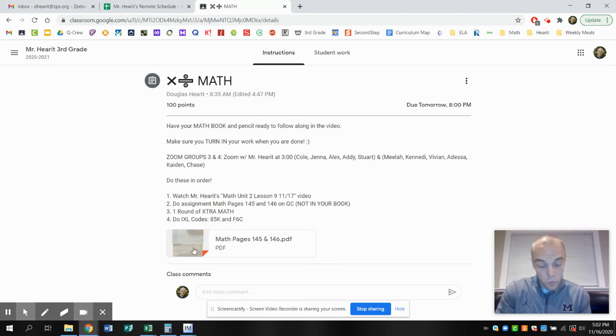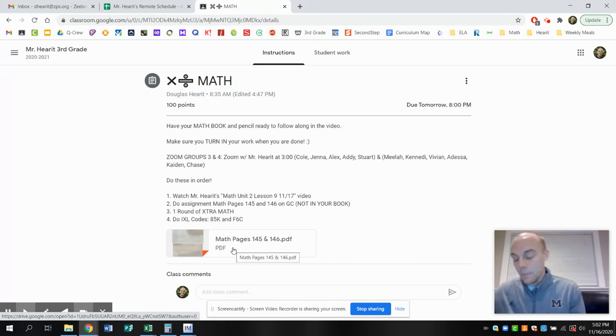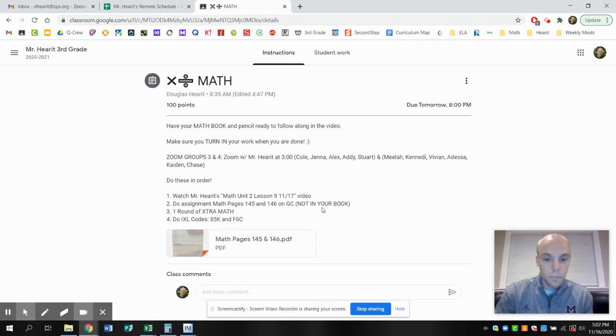Do this here. Don't do it in your book. If you do it in your book, that's great, but then copy it over to Google Classroom so I can see it. I can't see it if it's in your book. I want to know that you've done it and you really understand it. So do it in Google Classroom, not in your book.